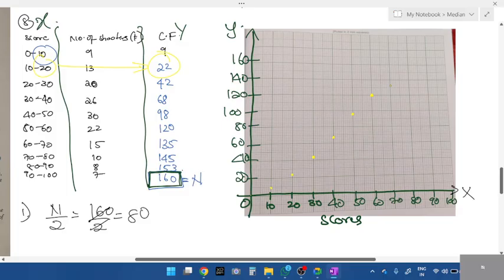So for 70 it is 135. After 130, 2.5 lines. In between 120 and 140 there is a middle line. What is 130? 2.5 lines. 145. After 140, 145 students. 5 divided by 2 is 2.5. So after 140 take 2.5 lines. After 140, 2.5 lines.